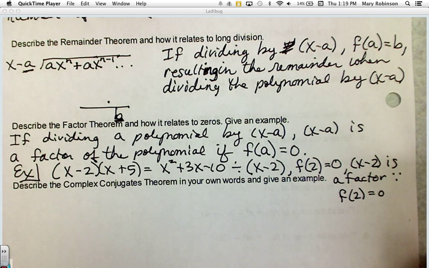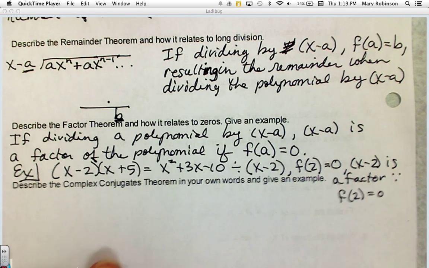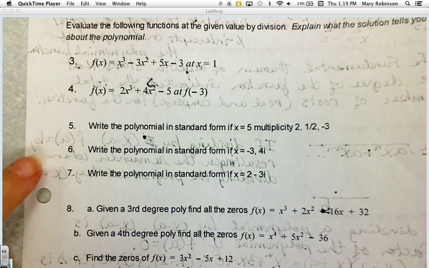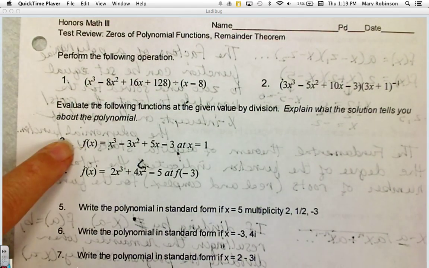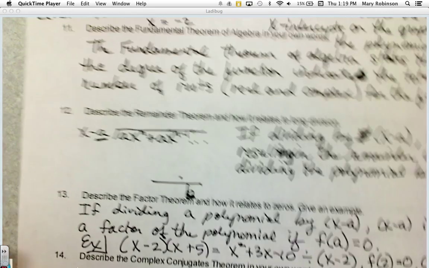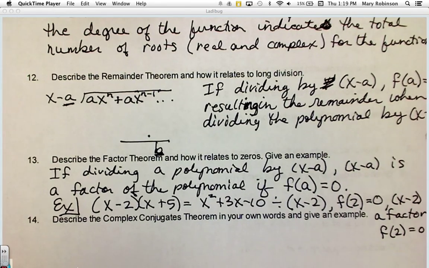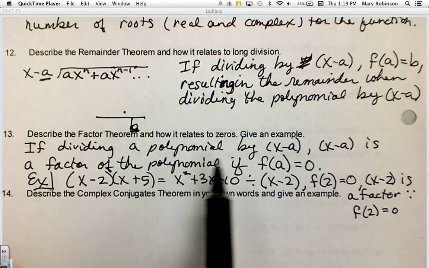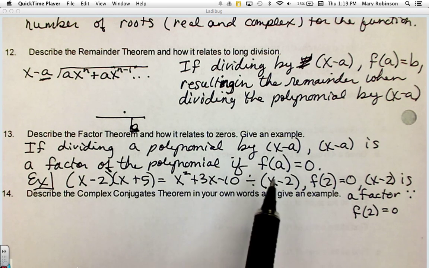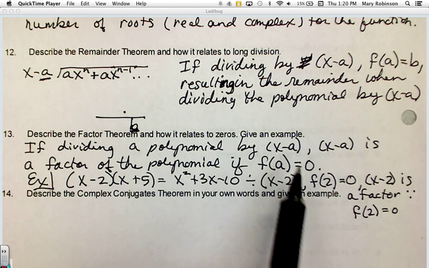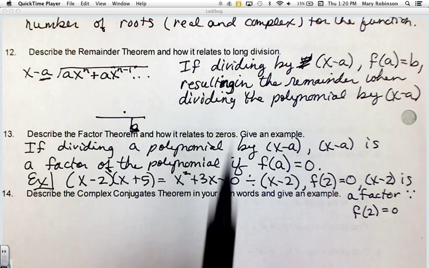So it should relate to the two problems on the front of the page where you had to evaluate the functions at the given value by division and explain what the solution tells you. So it lines up with 3 and 4. So factor theorem again, if dividing a polynomial by x minus a, we know that x minus a is a factor if f of a is equal to 0. And again, that piggybacks off of the remainder theorem.